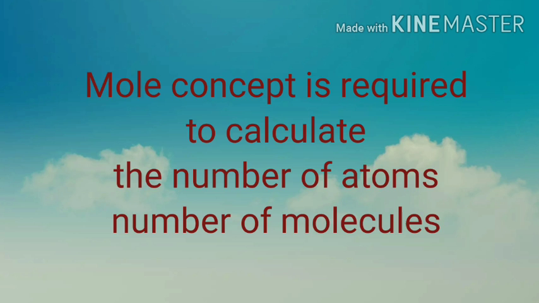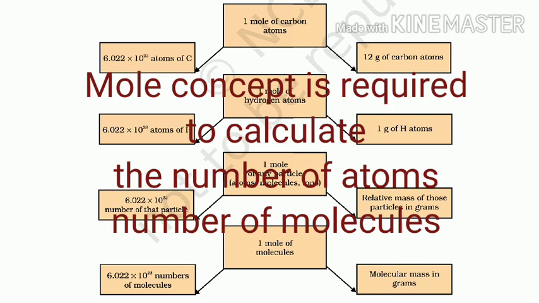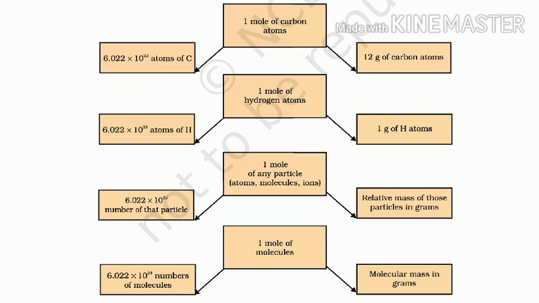A mole of a substance is a quantity, like a dozen. A dozen has a count of 12 of anything. If anything is in a count of 12, it is called a dozen. If I say I have 1 dozen pens, it means I have 12 pens. If I say I have 1 dozen fans, it means I have 12 fans. Likewise, the mole concept is there.